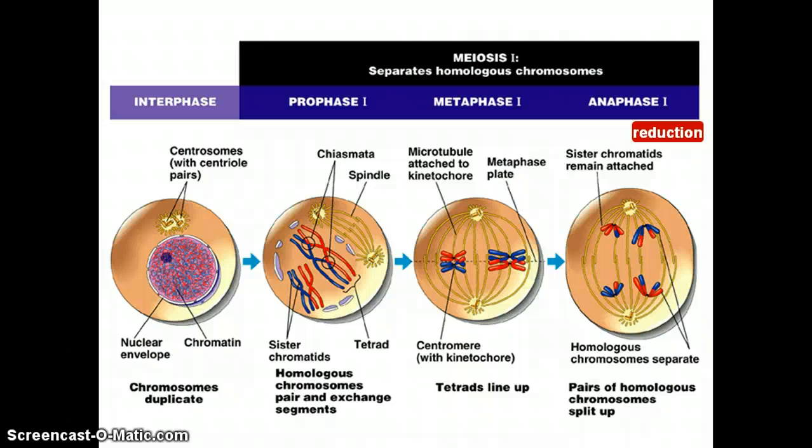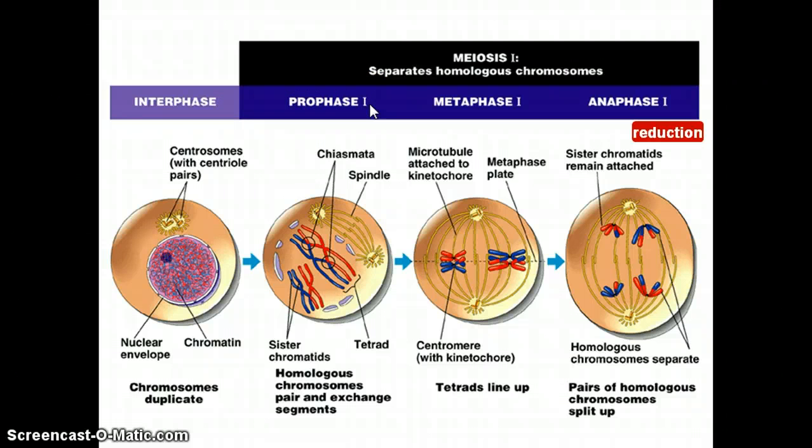Okay, so the key thing here with interphase, again, is when we have the chromosomes being duplicated. We have our nuclear envelope still present. We have chromatin present, invisible, but we do have the chromosomes being duplicated. And then we move into meiosis 1 with our first prophase.